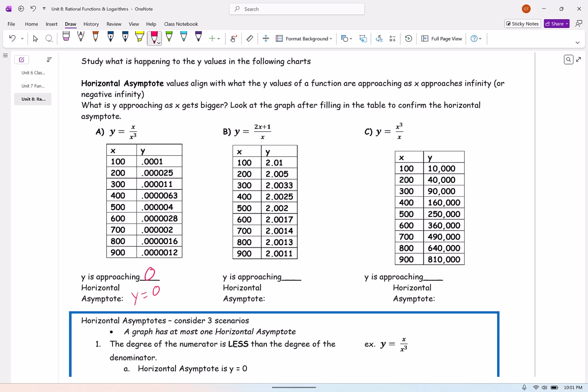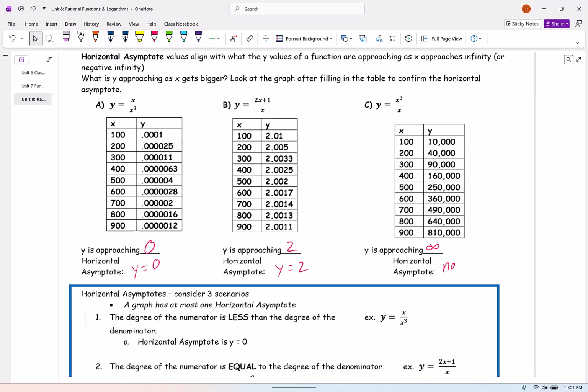All right, if we look at this second one, we see that as x is increasing, our y value is getting closer and closer to 2. And so our horizontal asymptote will be y is equal to 2. And then we see in our third table there that as x is increasing, the y value continues to increase. There doesn't seem to be an actual limit. And so it is approaching infinity. So therefore, there is actually no horizontal asymptote.